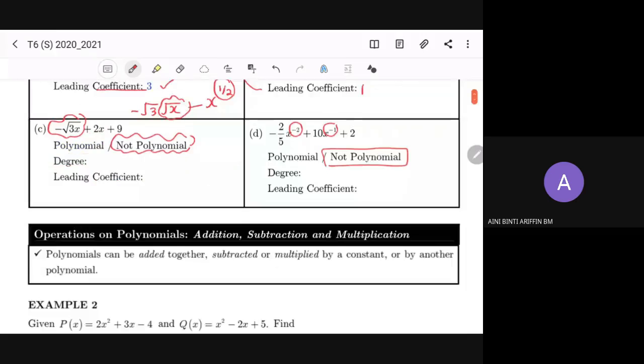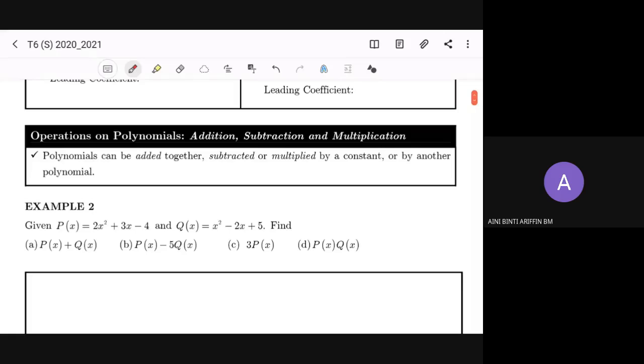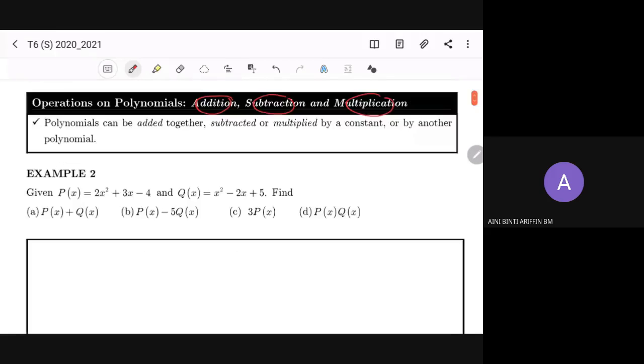Operations on polynomial, we have addition, subtraction, and multiplication. Okay, so for addition and subtraction, we need to add and subtract the coefficient of the same degree of x. So katalah ada x kuasa 5, kita akan kumpul x kuasa 5. X kuasa 2 dengan x kuasa 2, gang dia. Okay, so we go to the first part, part A.